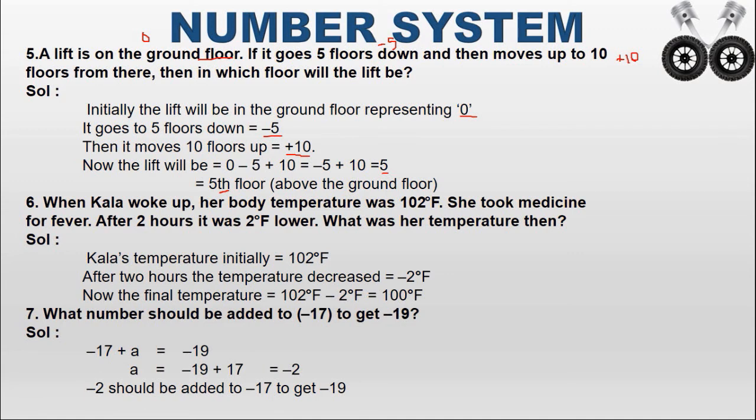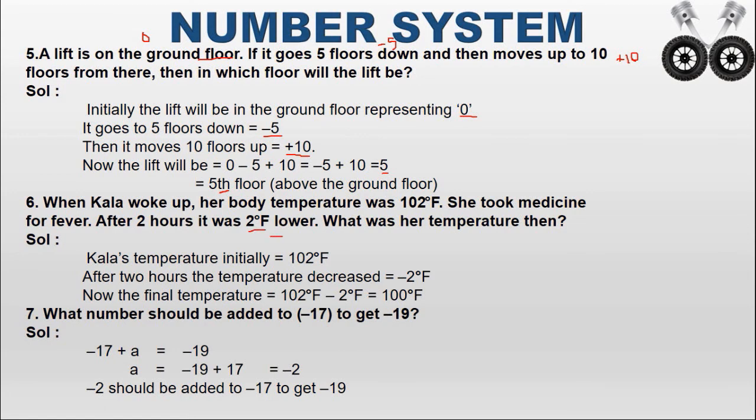So what is the question given here? When Kala woke up, the body temperature was 102 degree Fahrenheit. She took medicine. After taking the medicine for 2 hours, he found again, when he took the body temperature, it would be lower by how many Fahrenheit? It is lower by 2 Fahrenheit. Lower means you have to put which sign?